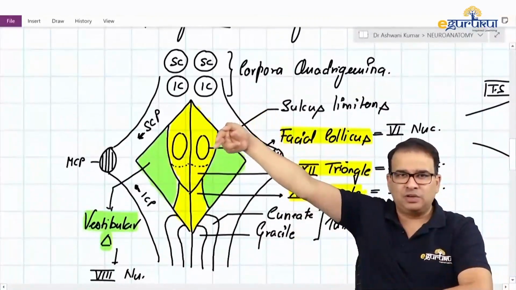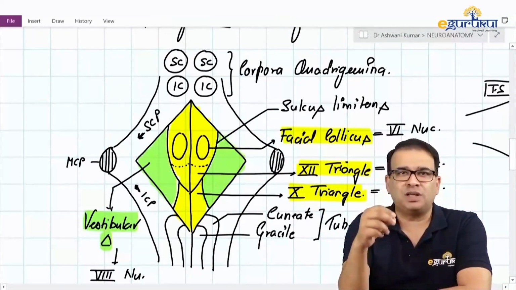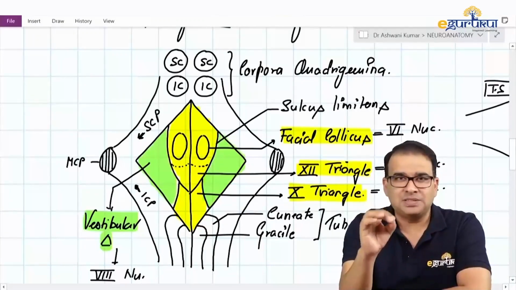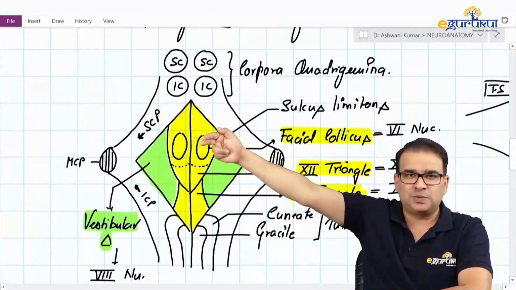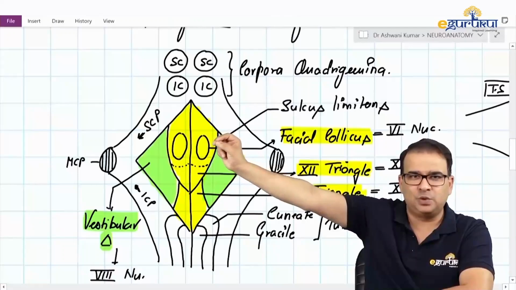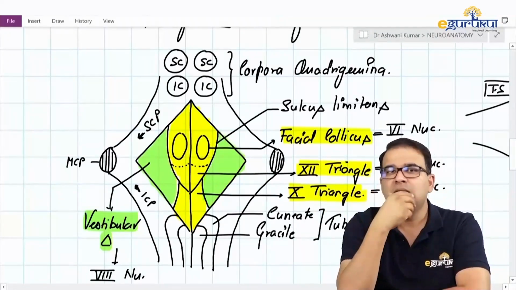Let's say I put an arrow on the facial colliculus, and the first time the question was pretty simple. The question was, what is the nucleus present deep to the following elevation? Although we call it the facial colliculus, the nucleus present deep to it is the sixth nucleus, the abducens nucleus, and most of the people who read about the fourth ventricle got it right, no problem.